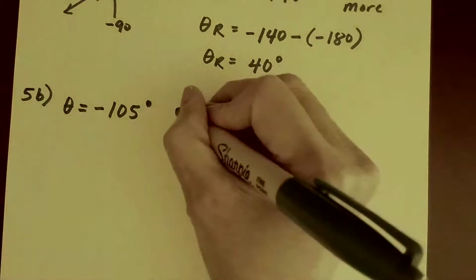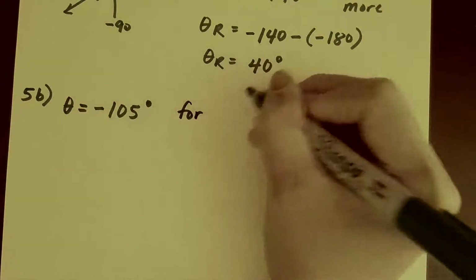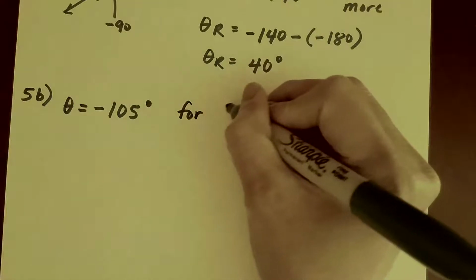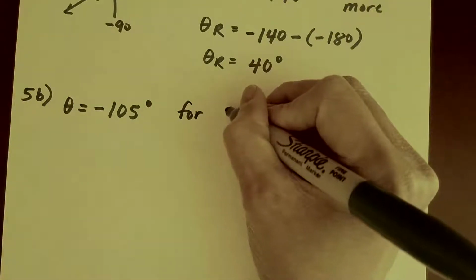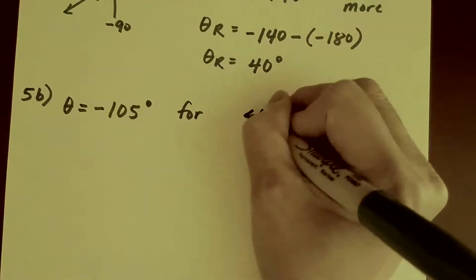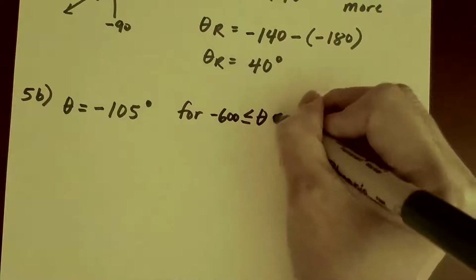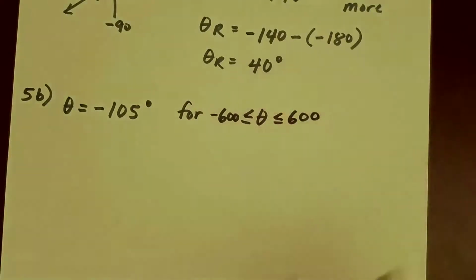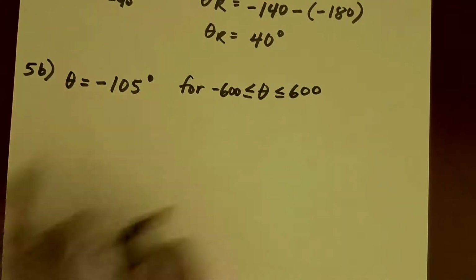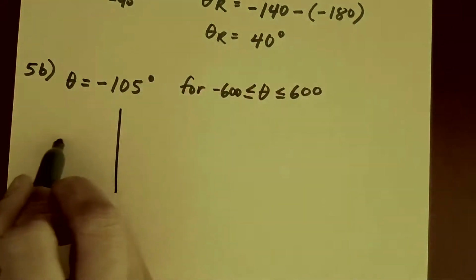We're looking for coterminal angles for that, in the domain where theta has to be between negative 600 degrees and positive 600 degrees. Let's see what that one looks like first.